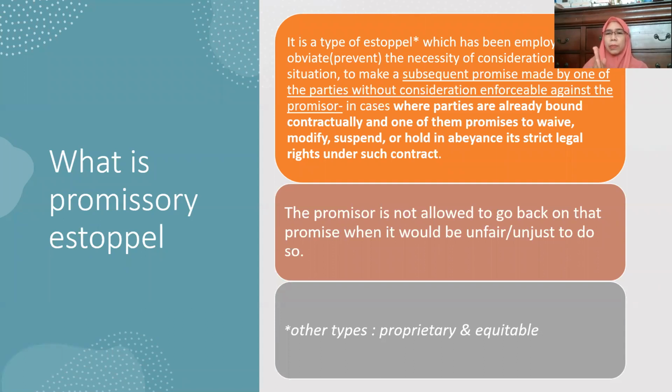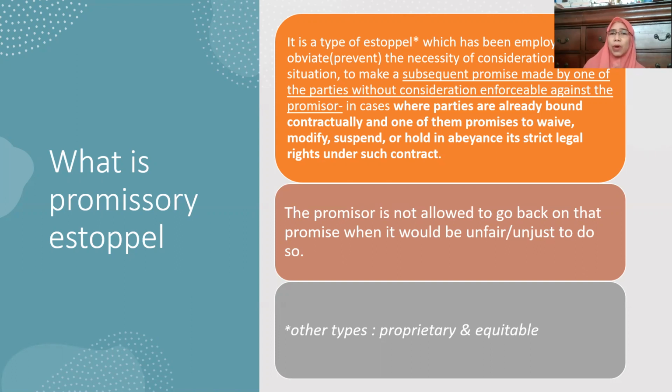Estoppel means you are being stopped, you are being prevented. You cannot really do whatever you want to do. You cannot sue. Your legal right is stopped, from the word estop. So promissory estoppel is a type of estoppel which has been applied to prevent the necessity of consideration, meaning that here we don't have to prove elements of consideration. It makes a subsequent promise made by one of the parties without consideration enforceable against the promisor. Even though there's no consideration from promisee towards promisor, the promise is still enforceable against him. He is being estopped from saying there's no consideration.